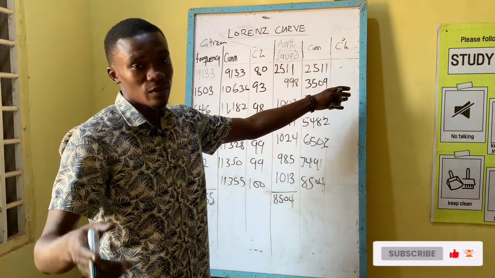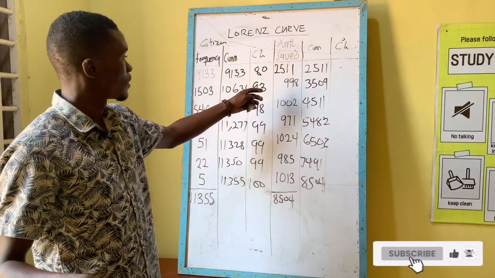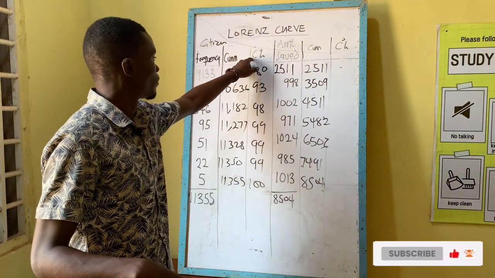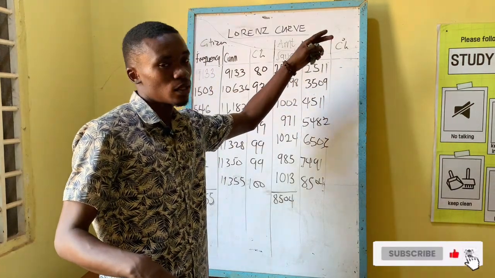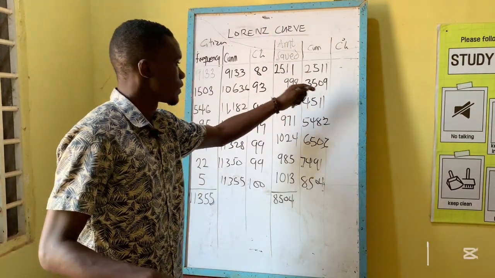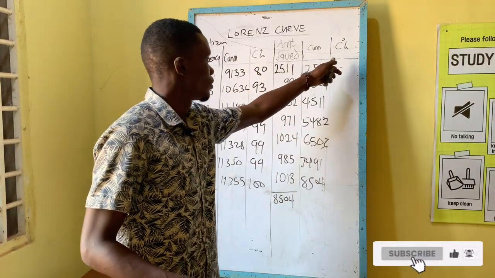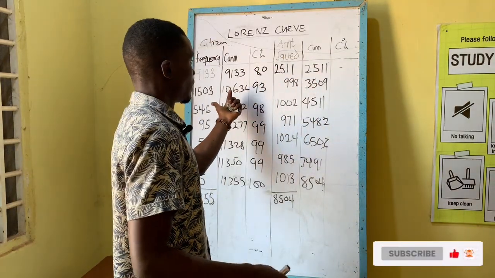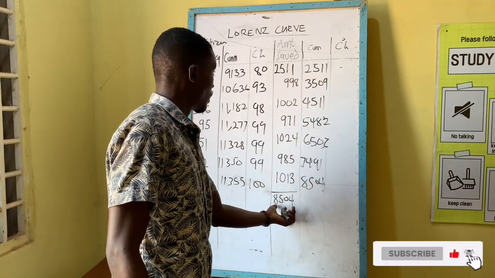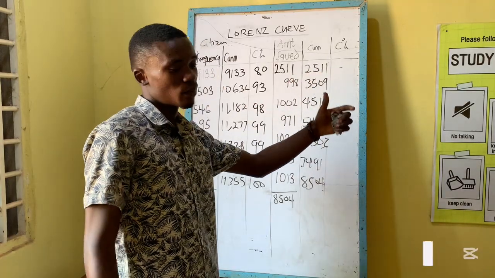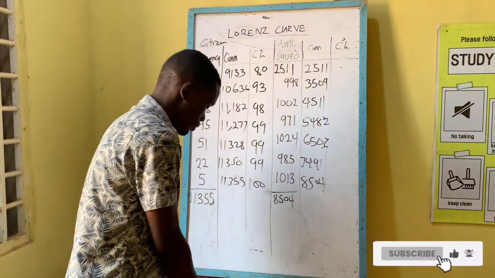And like I said before, we will be constructing the Lorenz curve with the cumulative percentage of the frequency and the cumulative percentage of the total, or the amount, right? So the cumulative percentage of the amount, like I explained here, you will divide this first one by the total of the amount saved, then you multiply by 100. So let's do it together.